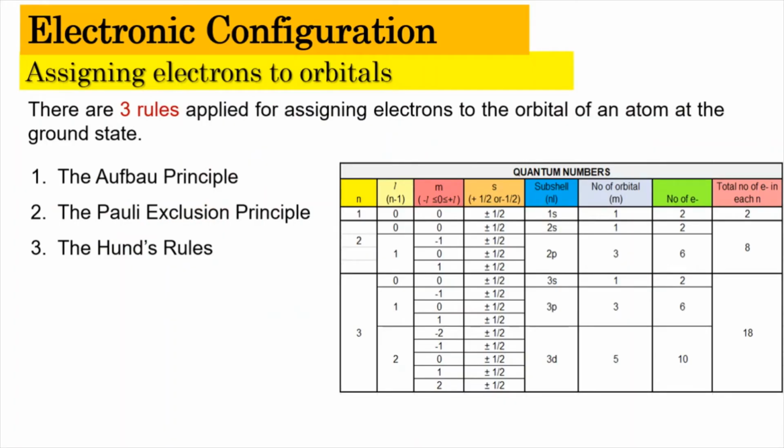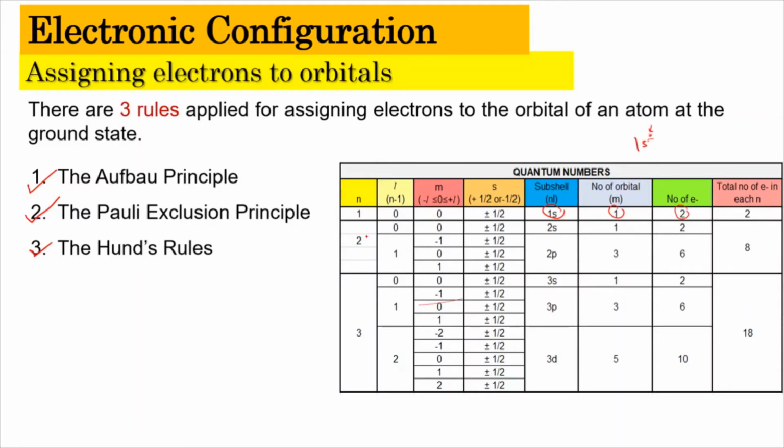And for assigning electrons to the orbitals, we need to obey these 3 rules. The first rule is the Aufbau Principle, the second is the Pauli Exclusion Principle, and the third rule is Hund's Rule. Okay, and as I mentioned before, we are going to use the similar concept that we have learned in quantum numbers. So 1s, which is n equal to 1, L equal to 0, has a subshell of 1s, and hence the number of orbitals, which depends on m, will be 1, and the number of electrons is 2. So for 1s, the maximum it can fill is 2 electrons.